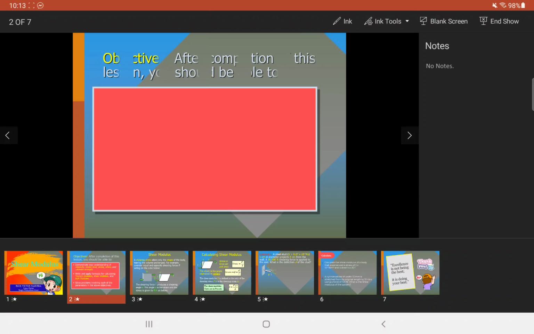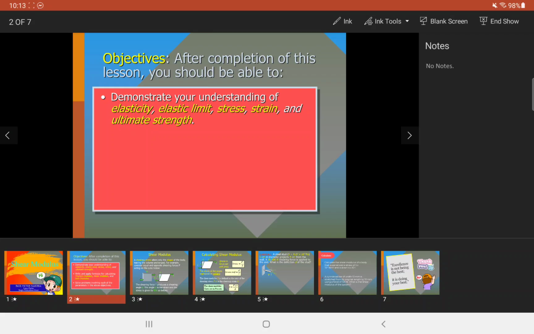Okay, and for our objectives for today, as you know, we have finished with the first one: demonstrate your understanding of elasticity, elastic limit, stress, strain, and ultimate strength. We have already finished that, and I hope you haven't forgotten our lesson about that. And also, we have this one: write and apply formulas for calculating Young's modulus, shear modulus, and bulk modulus.